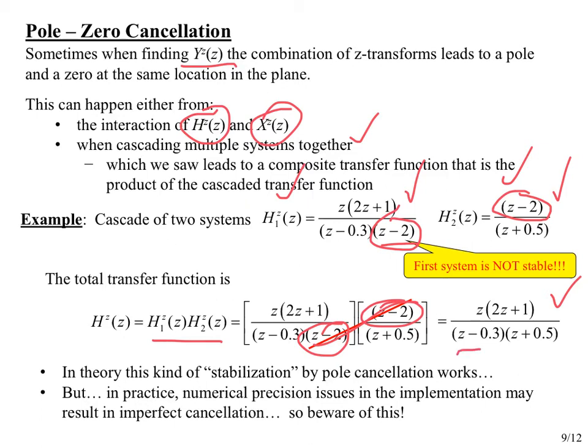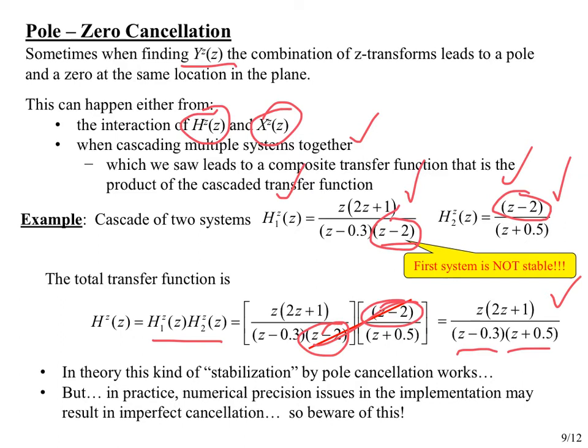We've got two poles, both inside the unit circle. We've got two zeros, two inside the unit circle. But it doesn't really matter where the zeros are. So we've got a stable system.